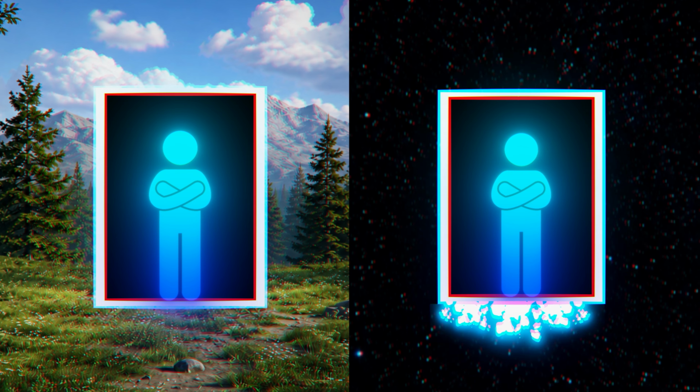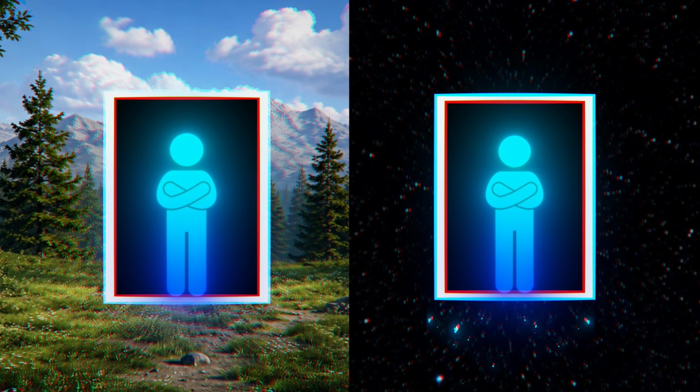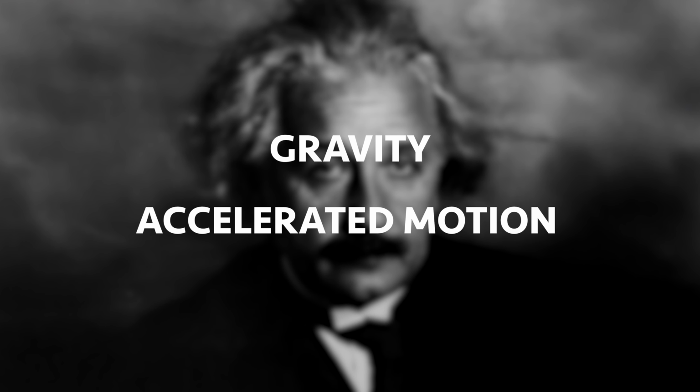In both cabin scenarios, the local experience is practically the same. A person cannot tell whether they are in space or on Earth. This idea was decisive for Einstein because it allowed him to connect gravity with accelerated motion.